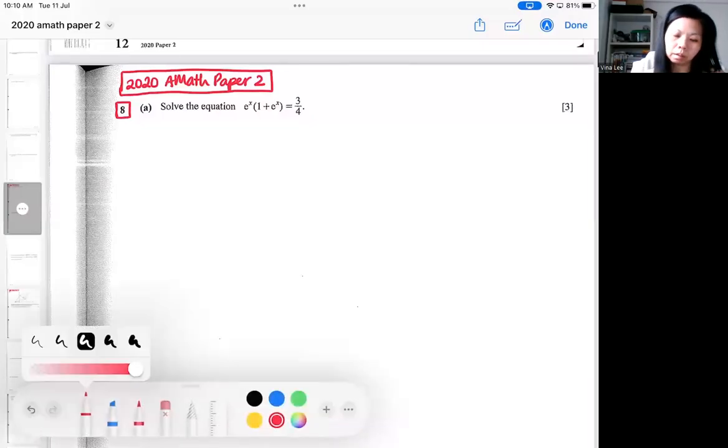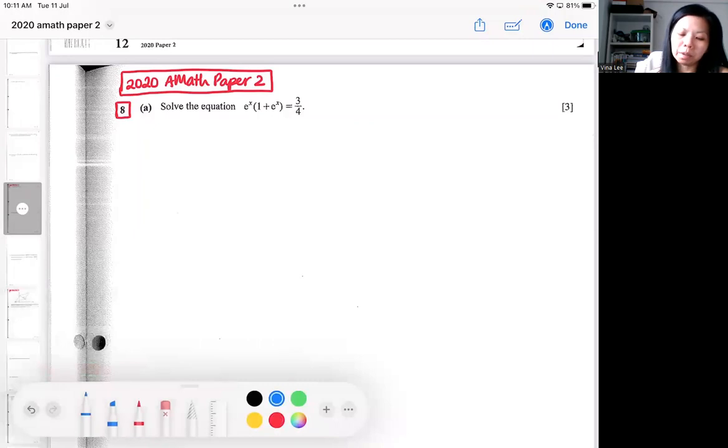Question 8 is a question more on exponential and log equations. The last part for this question is something on graphical solution, but it will also involve some of your technique for logarithms. Okay, so for 8a, it's an exponential equation.